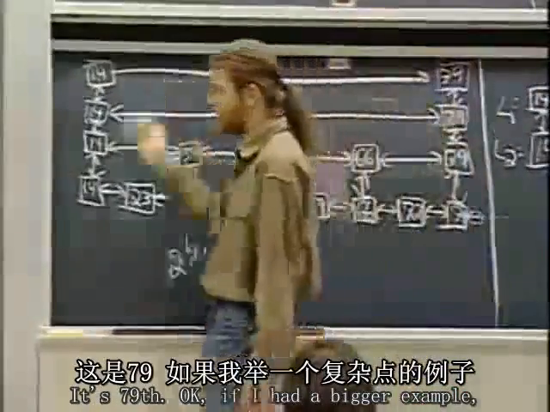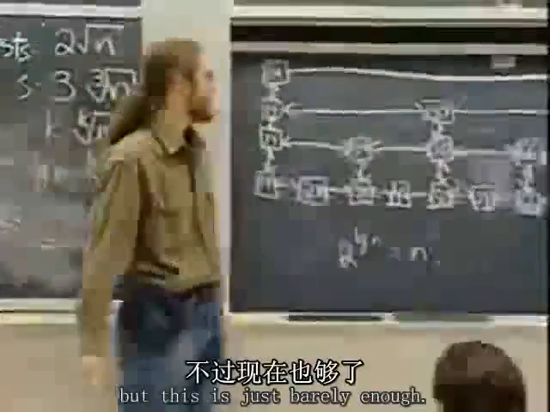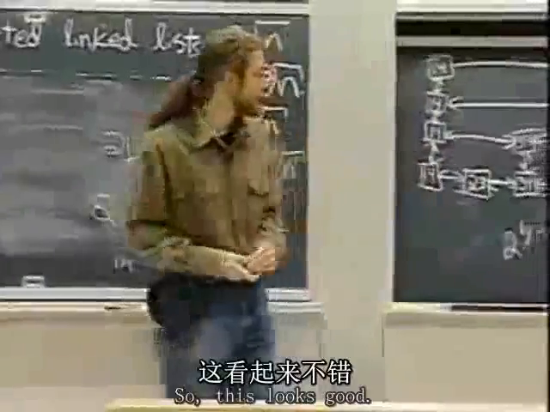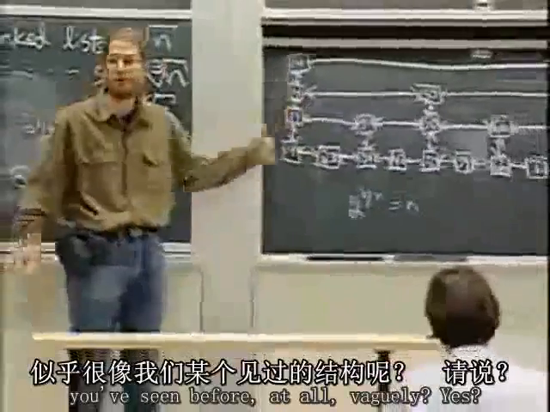Okay, if I had a bigger example, I'd need more levels. But this is just barely enough. Let's say 2 elements is where I stop. So this looks good. Does this look like a structure you've seen before at all? Vaguely?